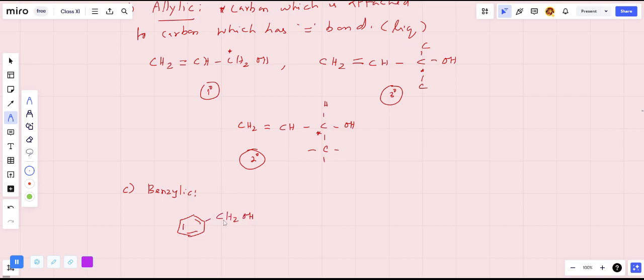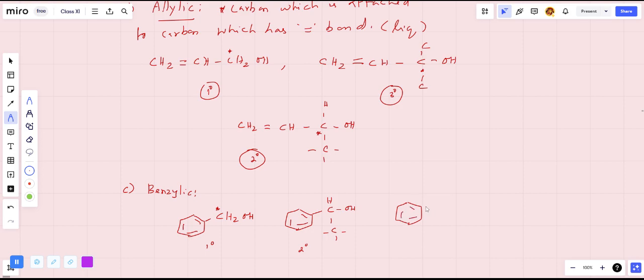Benzylic, if you are seeing CH2OH, but this star carbon is not part of the aromatic system. This is not part of the benzene ring. So this is primary. What about secondary? This is secondary. If it is attached with two carbons, this is secondary benzylic.